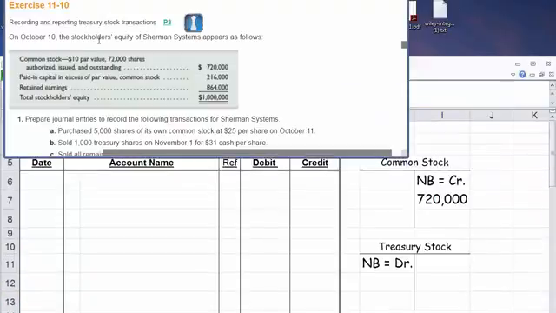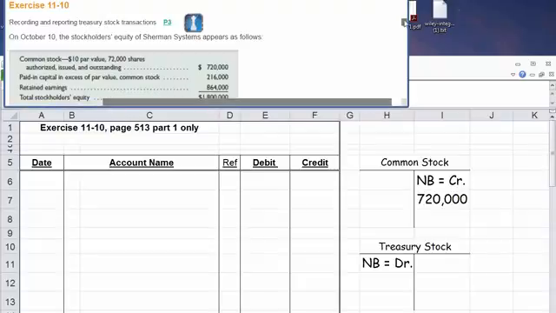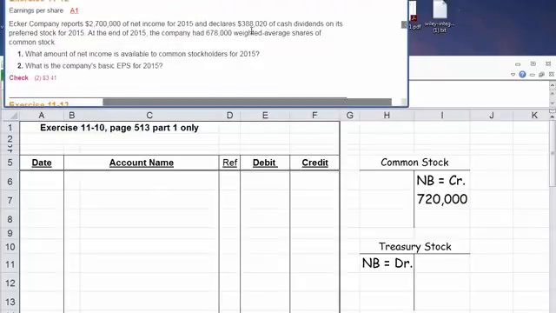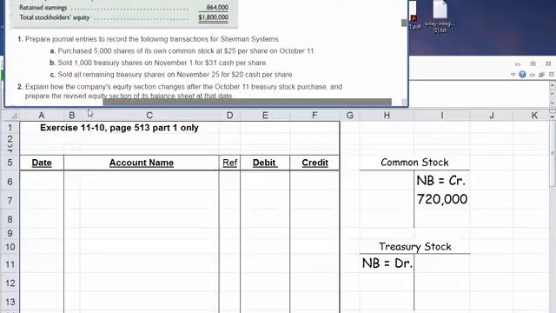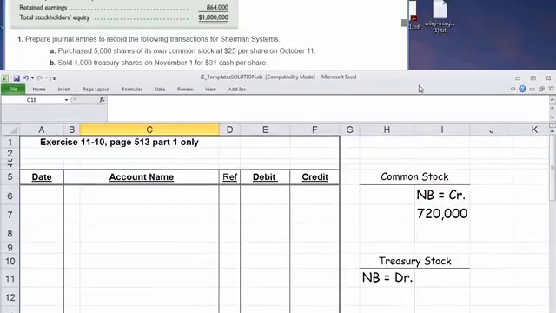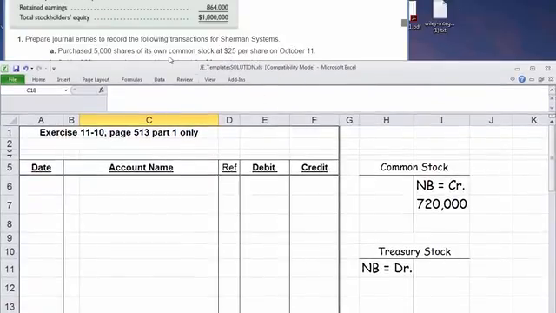Next, we have our requirements for Part 1. Prepare journal entries to record the following transactions for Sherman Systems. So our very first entry will be made on October 11th, and it's for the purchase of 5,000 shares of its own common stock at $25. So we're going to go ahead and put down October 11th.